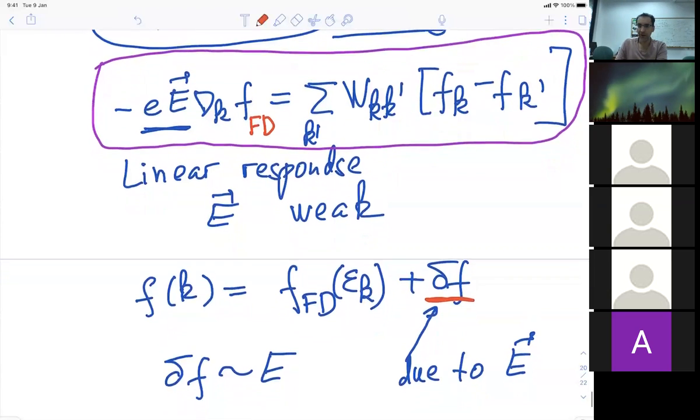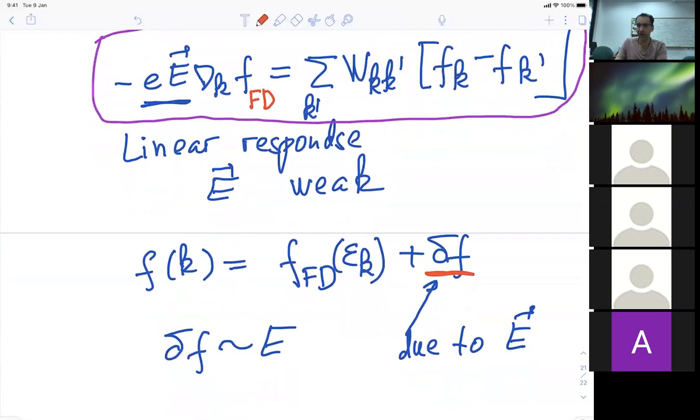Good. Statement number 2, which is less trivial and is very important, has to do with some fundamental properties of the collision integral. If we substitute into the right side of the Boltzmann equation f Fermi-Dirac as a function of epsilon k, into these guys and into that guy, the collision integral will vanish.